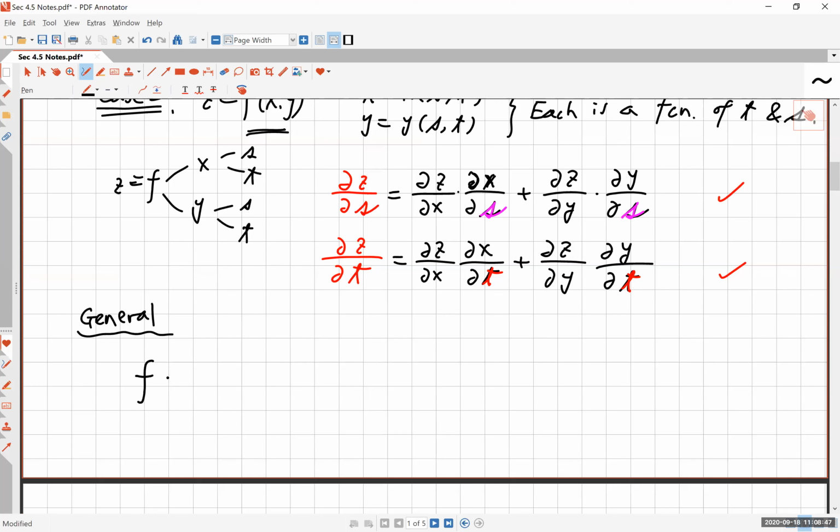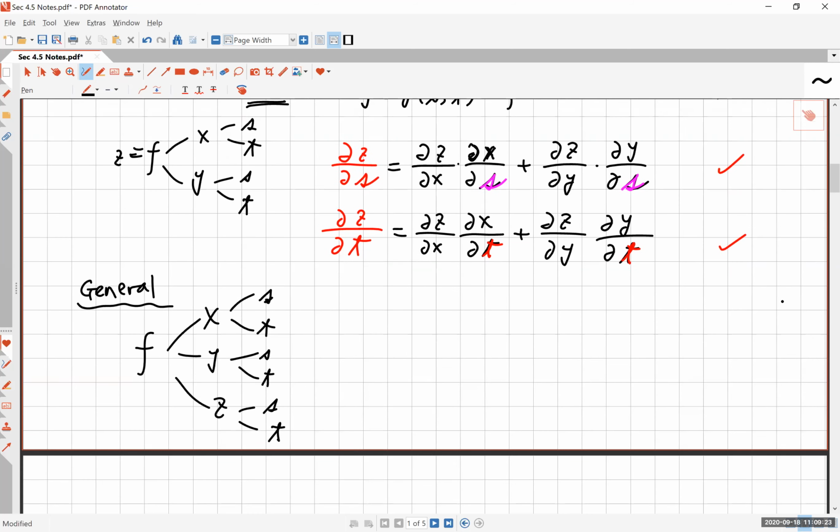This is not the most general case, but you can make this general. What happens if f has x, y, and z? F is a function of three functions, and if these each depend on s and t, and maybe you have even more, you can have, let's say, n variables at this level, and at this level each of them could have m variables, and then you'll have m different chain rules. But I'm not going to make it that general because we don't need that level of generality.